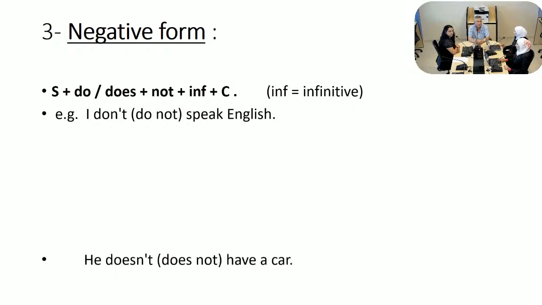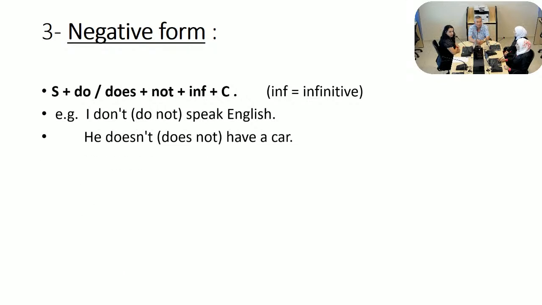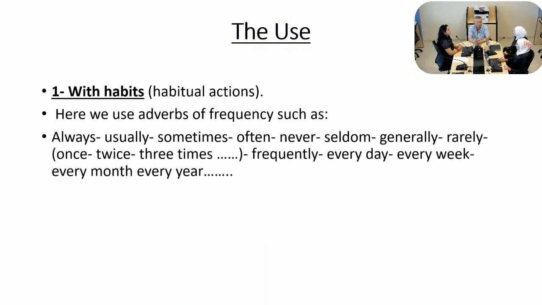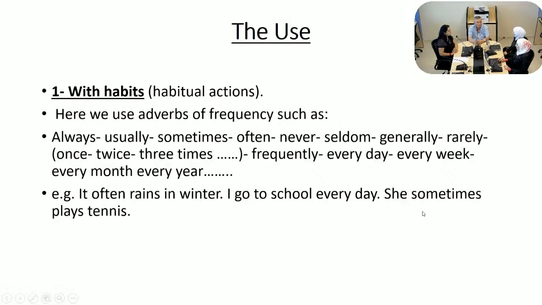The use of the present simple is first with habits, habitual actions. Here we use adverbs of frequency such as always, usually, sometimes, often, never, seldom, generally, rarely, once, twice, or three times, frequently, every day, every week, every month, every year. Example: it often rains in winter. I go to school every day. She sometimes plays tennis.